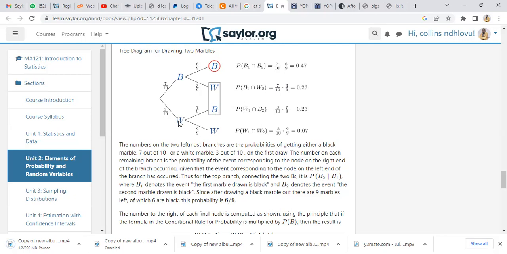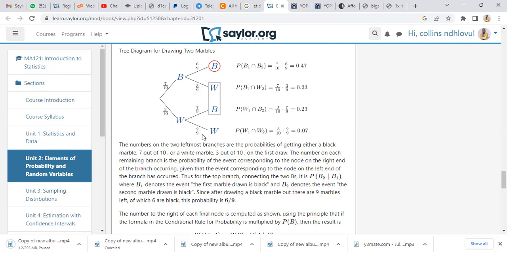Now what's the probability of picking a white, then a black ball? So white initially, out of 10, we have 3 out of 10. But because one white has come out, the total number of balls is 9. So the black balls are still 7, but the total is 9. So it will be 3 out of 10 times 7 out of 9, which is 0.23.